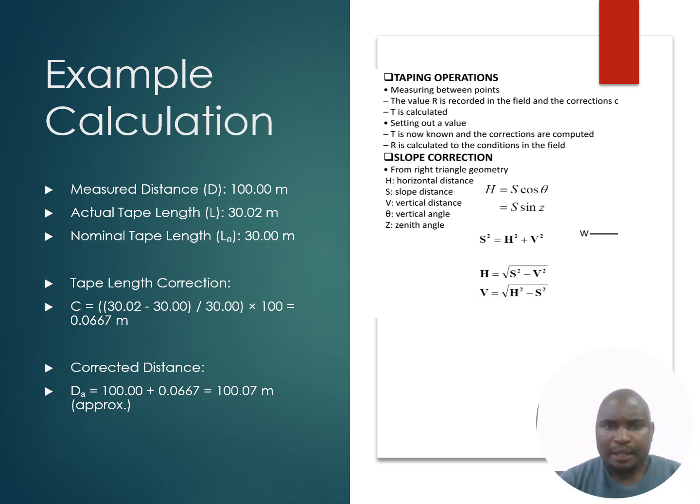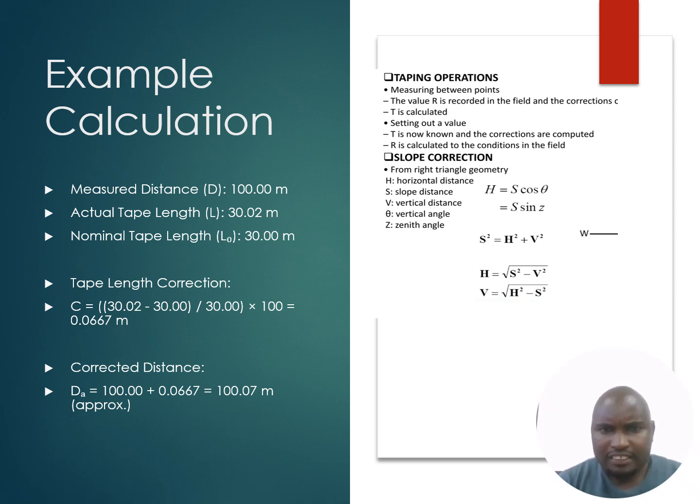Another example is the tape operator. We have measuring between points, and the value R is recorded in the field with corrections. We have T as calculated, and the setting out value TS is known once the corrections are completed.